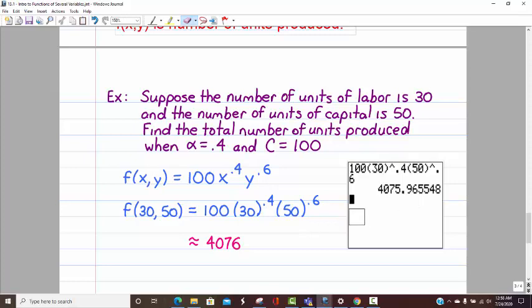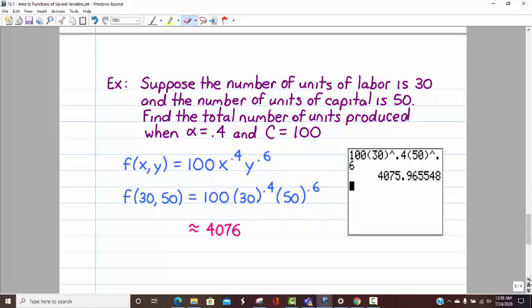And I just rounded to the nearest whole number because I'm assuming that the total number of units produced has to be a whole number. I don't know how you would produce a fractional unit of something, but anyway, so I just plugged them right in there. Here they are in the calculator. Got 4,076. Excellent.